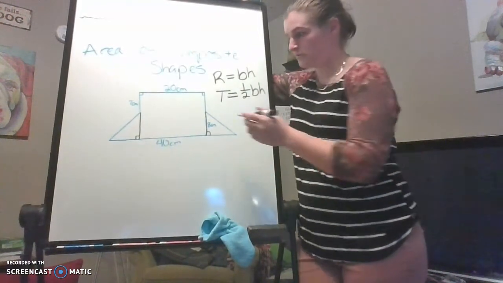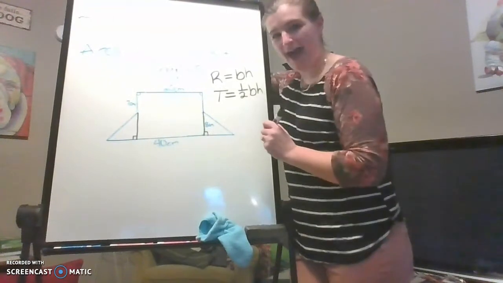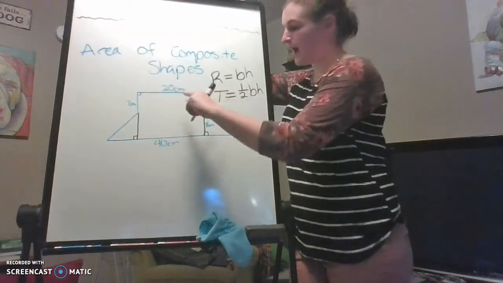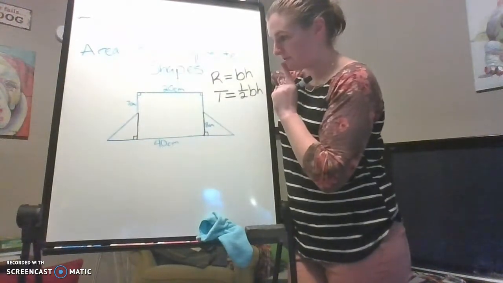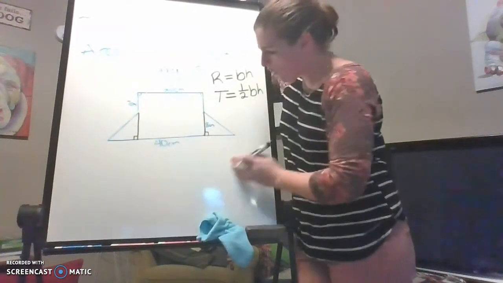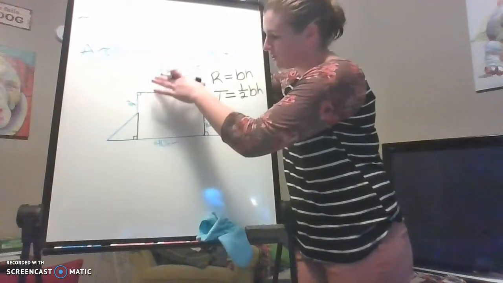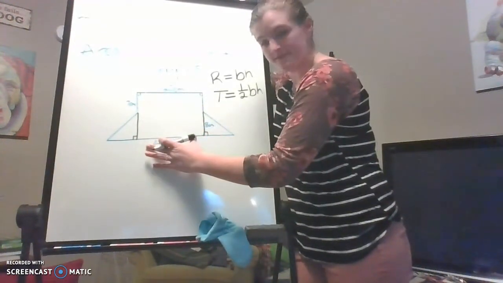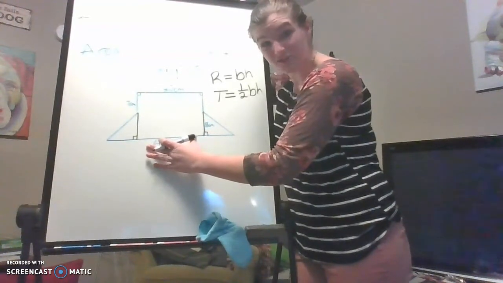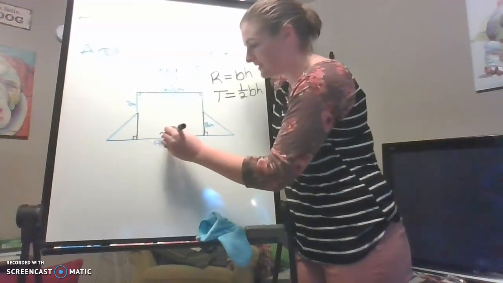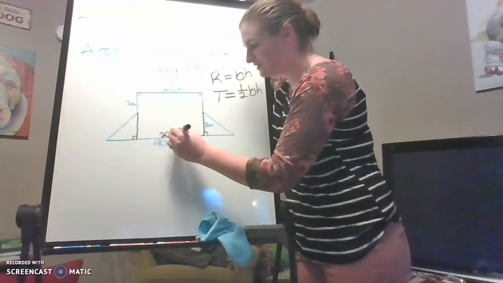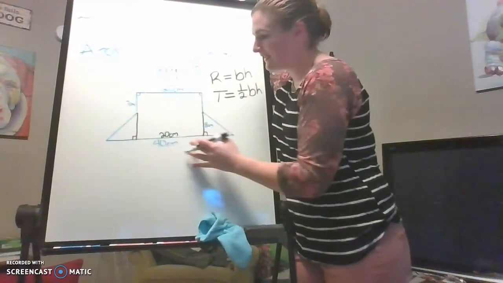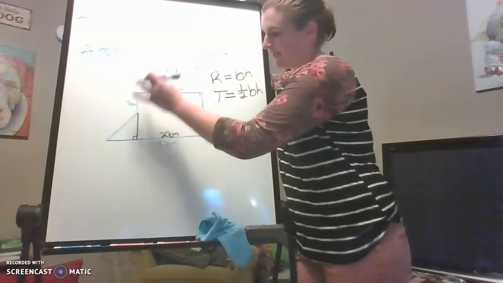My rectangle has a base of how much? Well, the top here is 20 centimeters. I know this whole thing is 40, but if I draw these lines straight down, if this is 20, then this has also got to be 20. So this is also going to be 20 centimeters. Okay? So I know that the base is 20. Now we need to figure out the height.